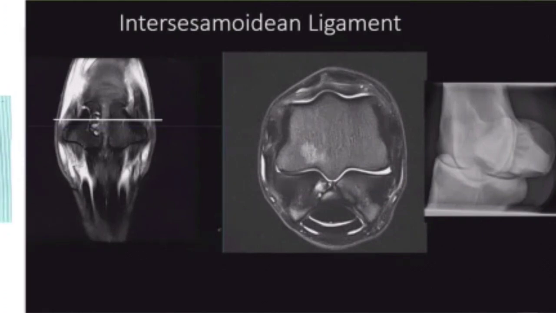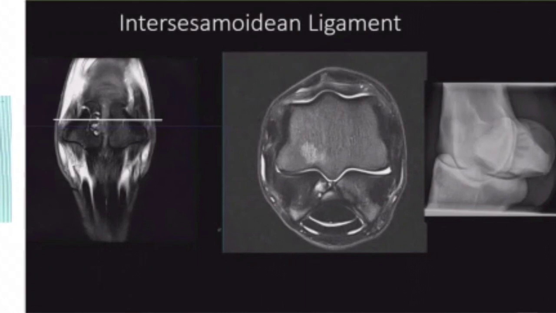And I think we're a little bit more comfortable with the intersesamoidean ligament where it lives, where it's named, right? It lives in between the sesamoids, hence intersesamoidean. So this area, I think we're a little more comfortable with our diagnoses, especially in this case where we have bone change.